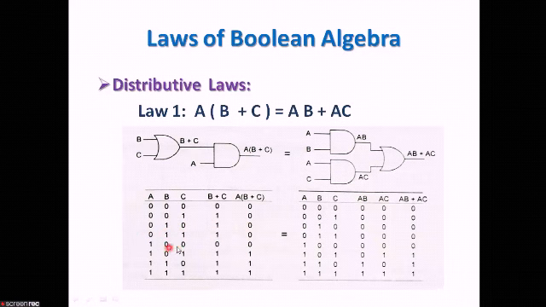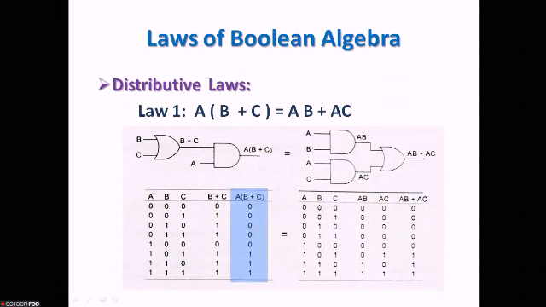Next is 1, 0, 0. The output combinations are 0 and 0. Next is 1, 0, 1. The output combinations are 1 and 1. Next is 1, 1, 0. The output combinations are 1 and 1. Similarly, 1, 1, 1. The output combinations are 1 and 1. Now consider this one. That's why I have selected this one.